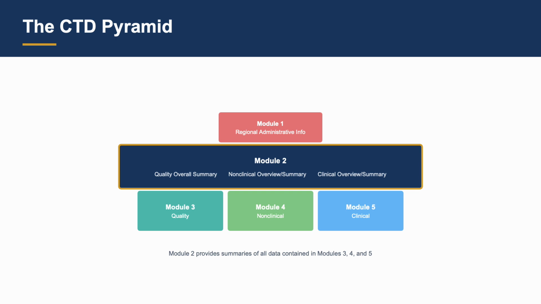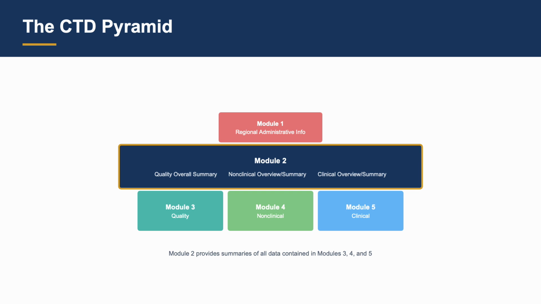The CTD pyramid is perhaps the most iconic visual representation of the common technical document structure, and understanding this hierarchy is essential for grasping how Module 2 fits into the overall submission architecture. At the top of the pyramid sits Module 1, which contains regional administrative information. This module is not actually part of the harmonized CTD because it contains region-specific requirements such as application forms, prescribing information, and administrative documents that vary between regulatory authorities.